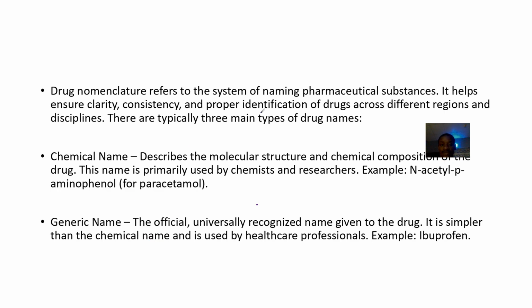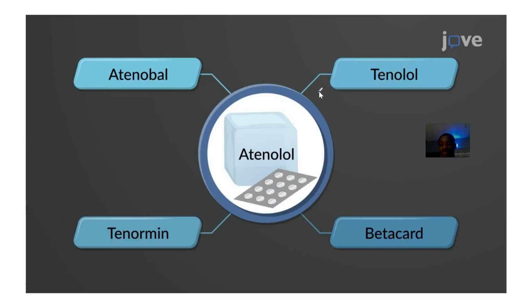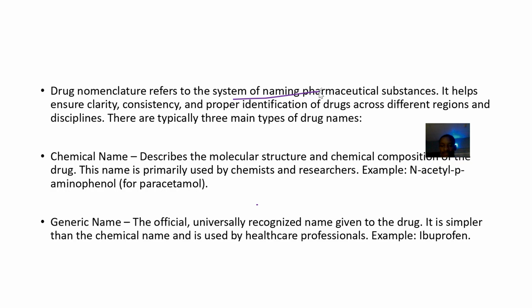Alright, so drug nomenclature simply refers to what? A system of naming pharmaceutical substances. If I make a drug, how can I derive names for it? It helps ensure clarity, consistency, and proper identification of drugs. Of course, you don't want to mix up a drug meant to treat one condition with another, so it helps in proper identification of drugs across different regions and disciplines.